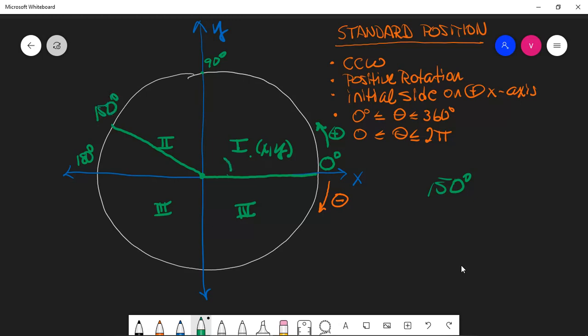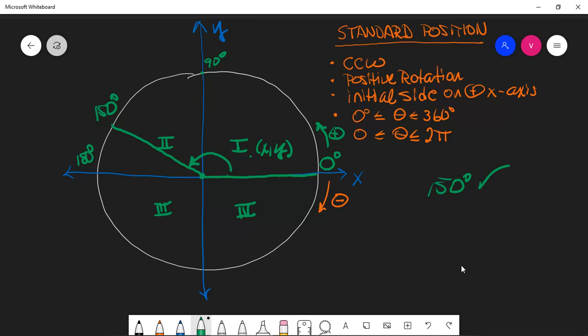So here's the positive direction. 150 is in the positive rotation, going counterclockwise, which is positive. The initial side is on the positive x-axis and it's between 0 and 360 degrees. So 150 is in standard position.